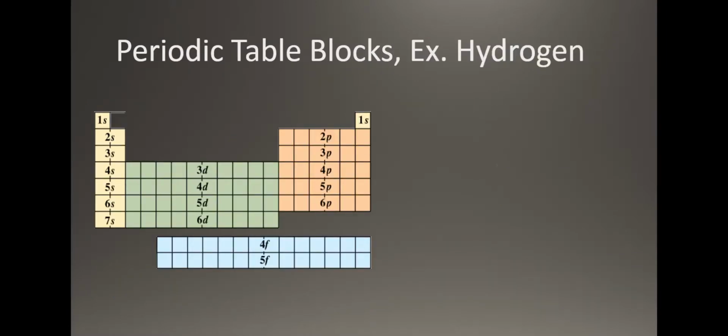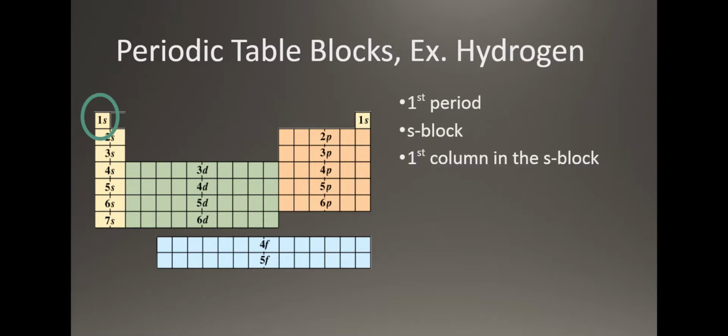Okay, so let's work through an example. We're going to do hydrogen first, the very first element. It's in the first period, in the S block, and it's the first column in the S block. So if we put all that information together, we have 1s1. The 1 in the beginning is the period, then s for the S block, and notice that's lowercase s, and then the superscript is the column within the S block.